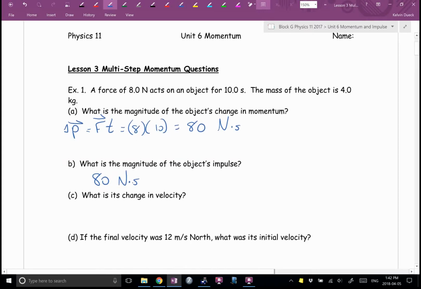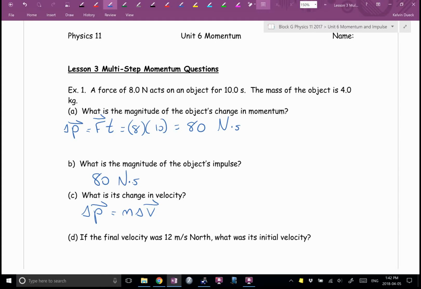Mandy, what's C asking me to find? What did I find in A and B? Impulse. Have I got an impulse that has a change in velocity in it from my green sheet? Oh, another way to think about impulse is mass times change in velocity. Yes? Hopefully here's where all my plans come to fruition.